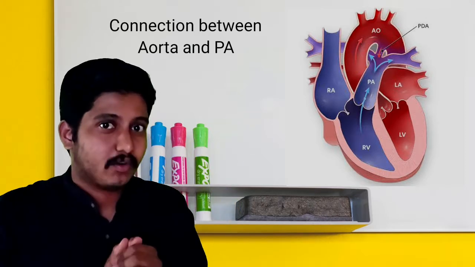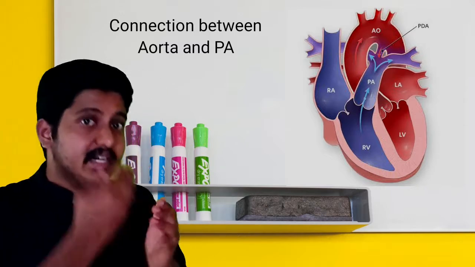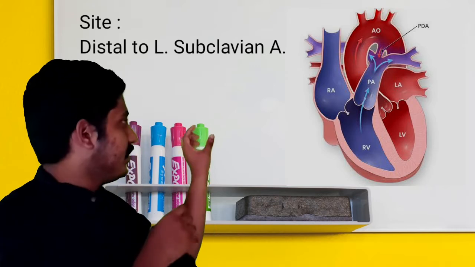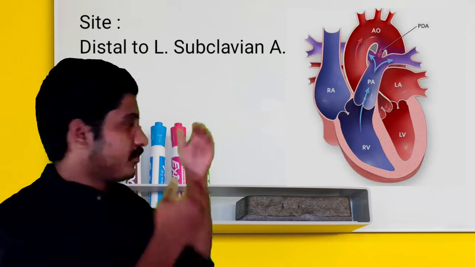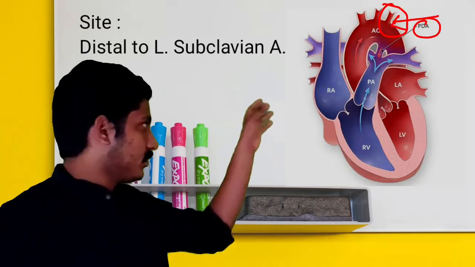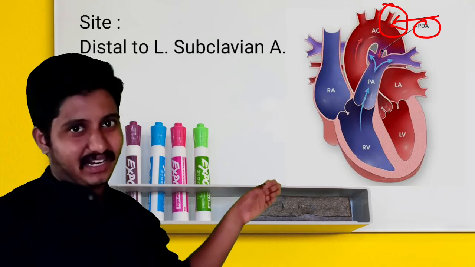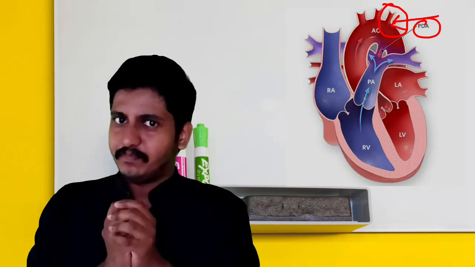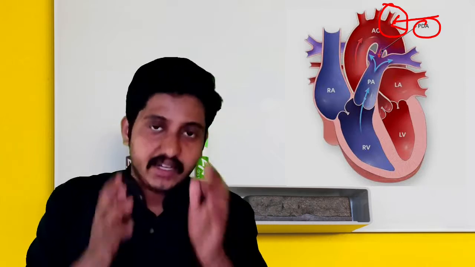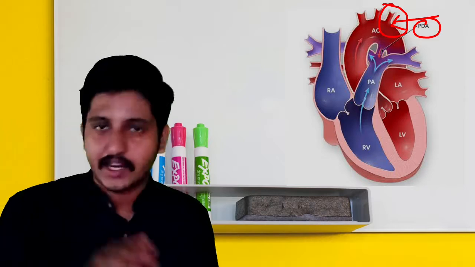And where is this ductus arteriosus present? It is present just distal to the left subclavian artery, just after the branch of the left subclavian artery from the aorta. You can see the left subclavian artery going like that, and you can see the patent ductus arteriosus. Usually, this ductus arteriosus closes soon after birth. But if it doesn't close, then that condition is called patent ductus arteriosus.